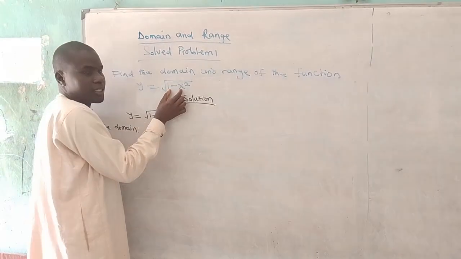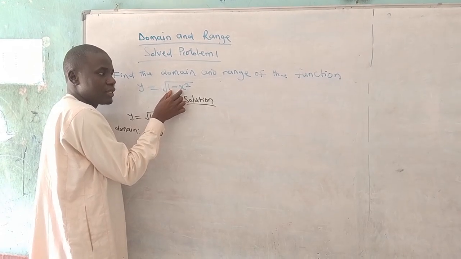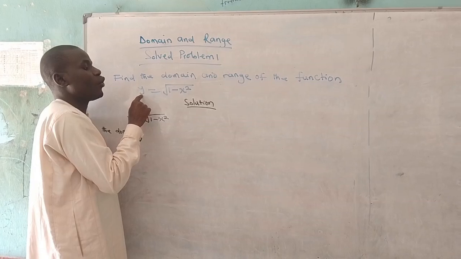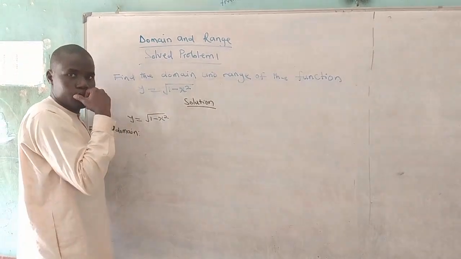Because if the value of this expression under the square root is negative, then definitely y will take a complex value.